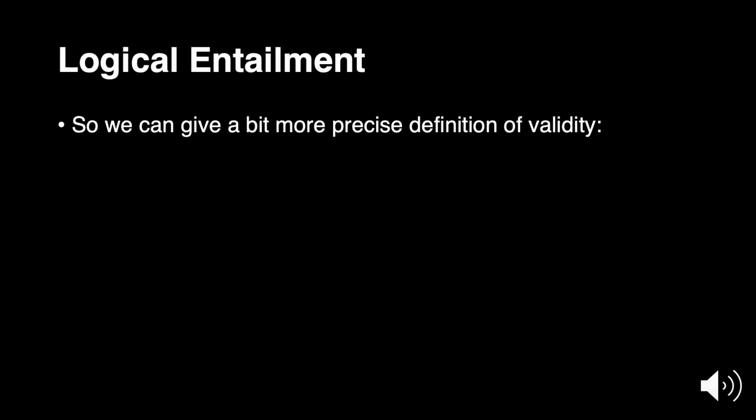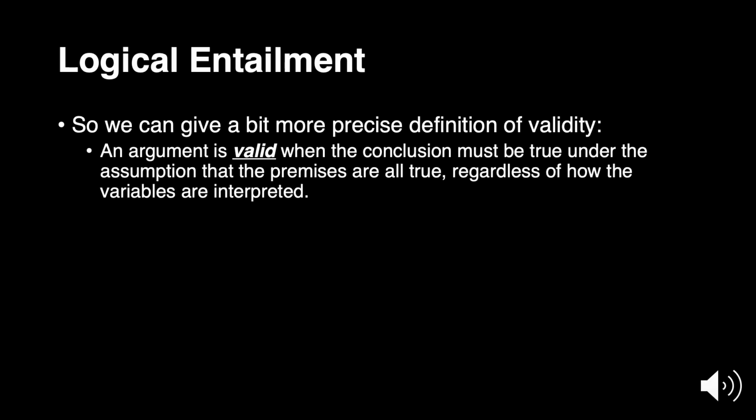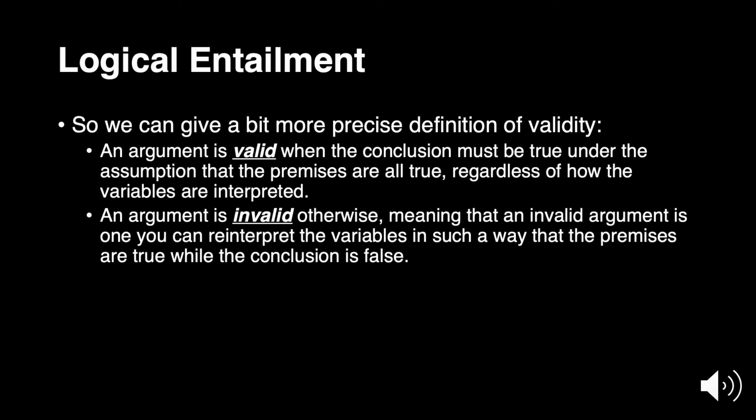So we can give a bit more precise definition of validity. An argument is valid when the conclusion must be true under the assumption that the premises are all true, regardless of how the variables are interpreted. An argument is invalid otherwise, meaning that an invalid argument is one in which you can interpret the variables in such a way that the premises are true while the conclusion is false.